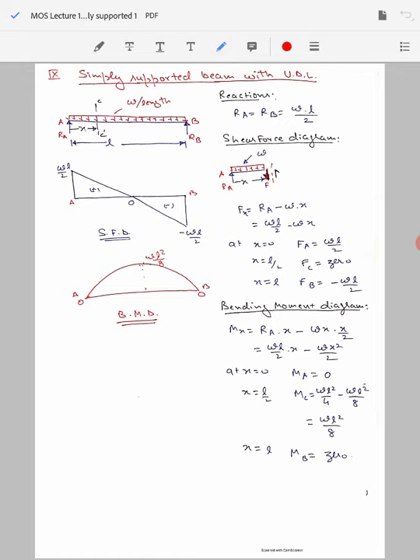Now the first thing that we need to do is to find the reactions RA and RB. Because this beam is completely loaded, all this load is supported by RA and RB equally. So the total load that is acting on the beam is W kilonewton per meter multiplied by the length of the beam. So W into L is the amount of load acting on the beam, and it will be supported equally by point A and point B. So the net reaction that I will be getting at A and B will be W into L by 2.